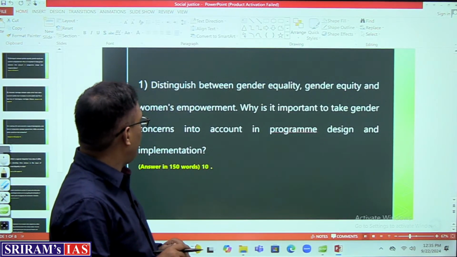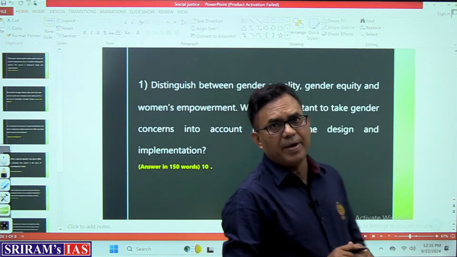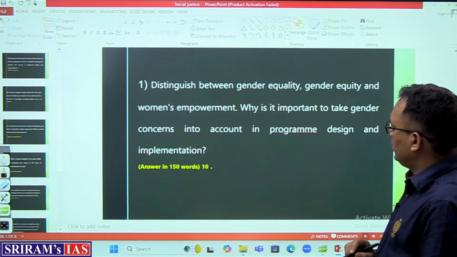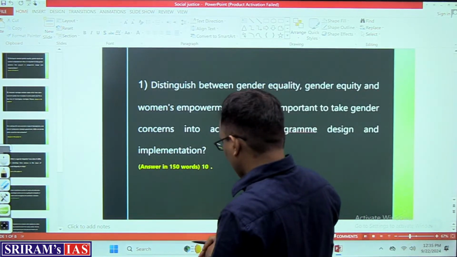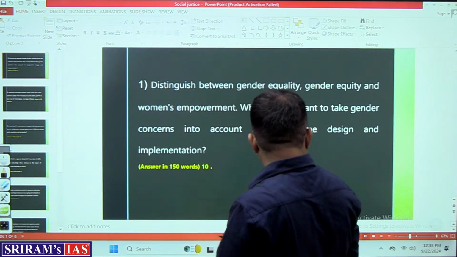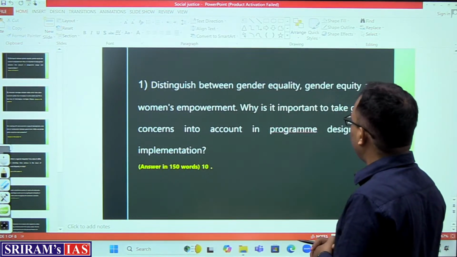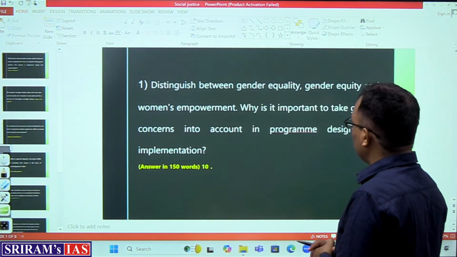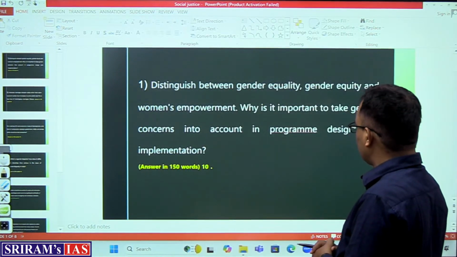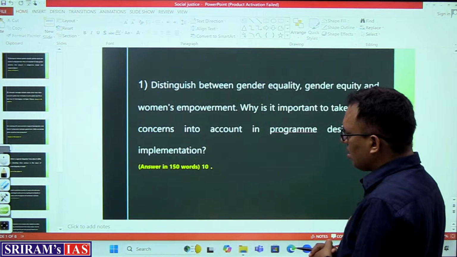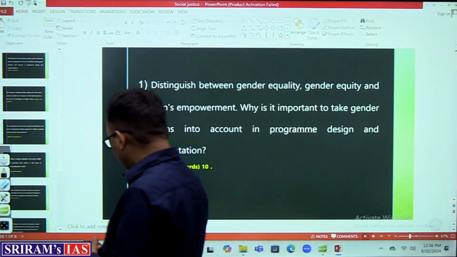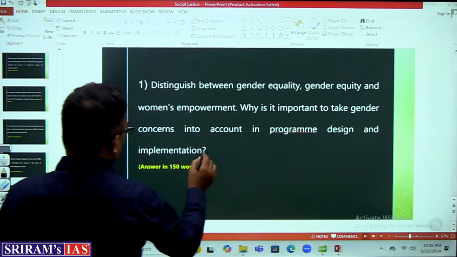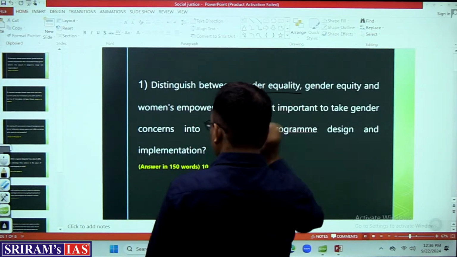The first question that we have: distinguish between gender equality, gender equity and women empowerment, and why it is important to take gender concerns into account in program design and implementation. If we understand these parts, then we understand how these questions are important.